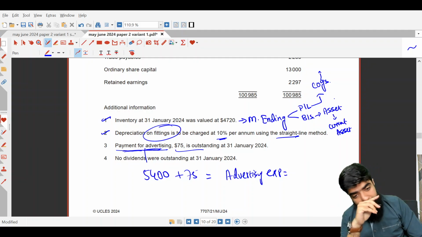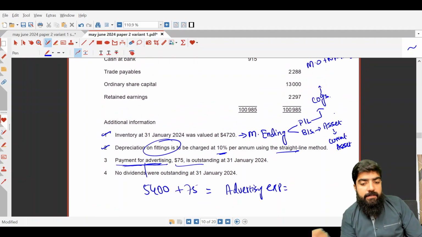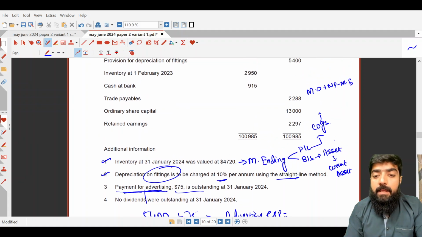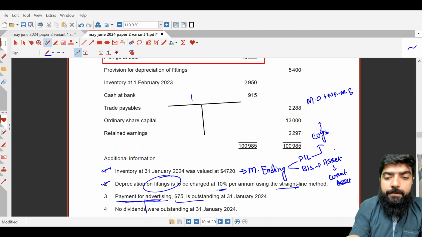Okay. Next one, sir. Payment, no dividends were outstanding. So I think no dividends are outstanding. It means all the dividends were paid. By the way, how do we calculate the amount of dividend? Remember, the dividend amount will be calculated by using the retained earning account.